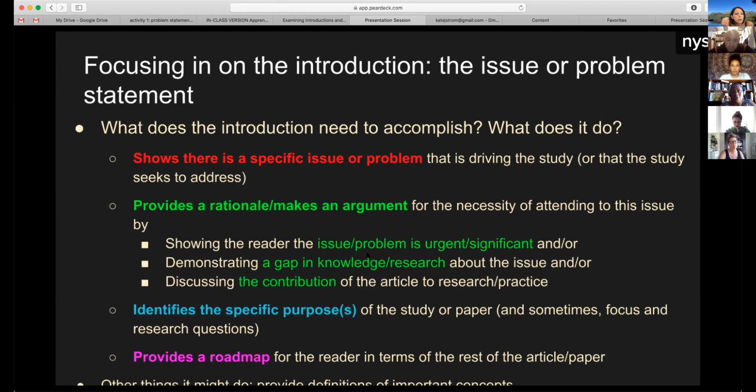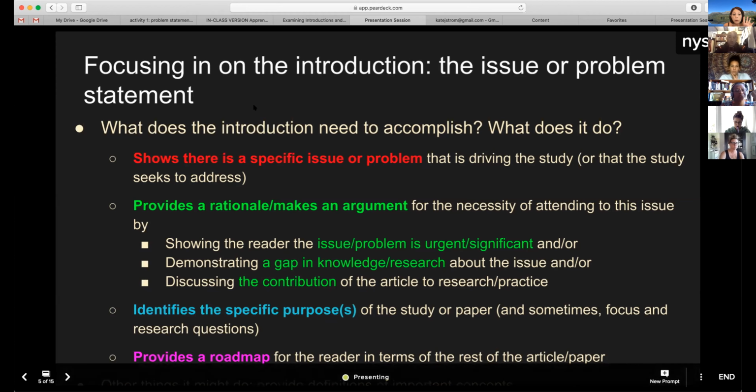Third is you identify the specific purposes of the study. And sometimes you also talk about the focus and the research questions. And then you provide a roadmap for the reader in terms of the rest of the article or paper. And sometimes there's other things in it too, like definitions. When you get to your dissertation, some chairs ask you to write a list of definitions. I prefer for my students to integrate them a little more. So any key concept that you identify in that problem statement or that issue statement, you need to define. So those are four main purposes of your problem statement.